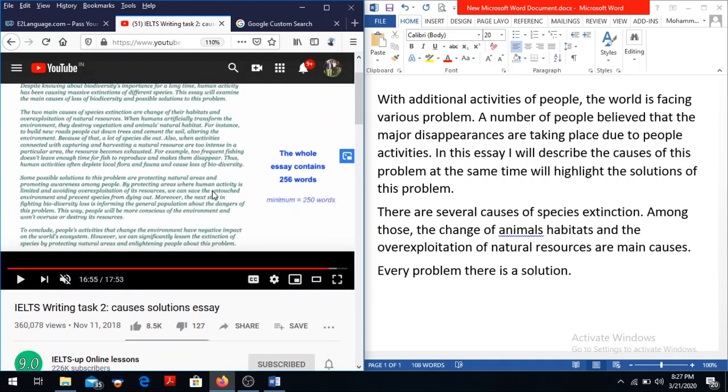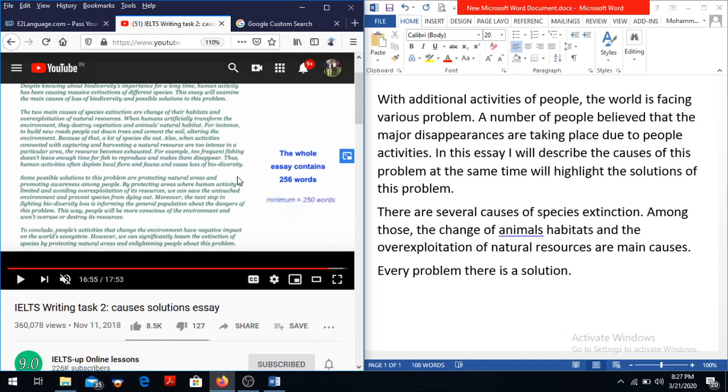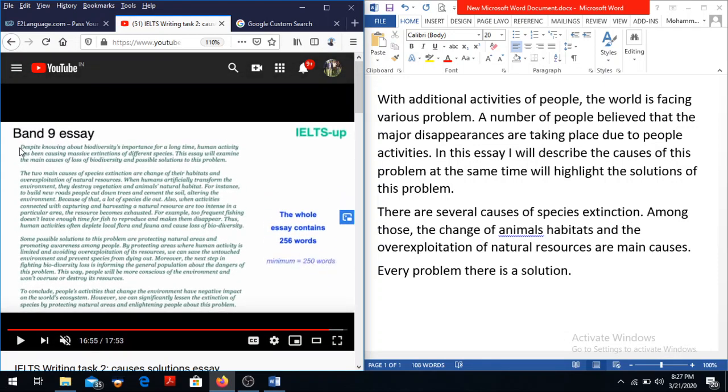This is a band 9 essay. You can see it is 256 words here, but here I wrote maybe 15 to 20 words more. So basically you can keep a few words, a few lines in your hand, so in real time you can manage yourself. So this is the whole essay. You can pause and you can see.